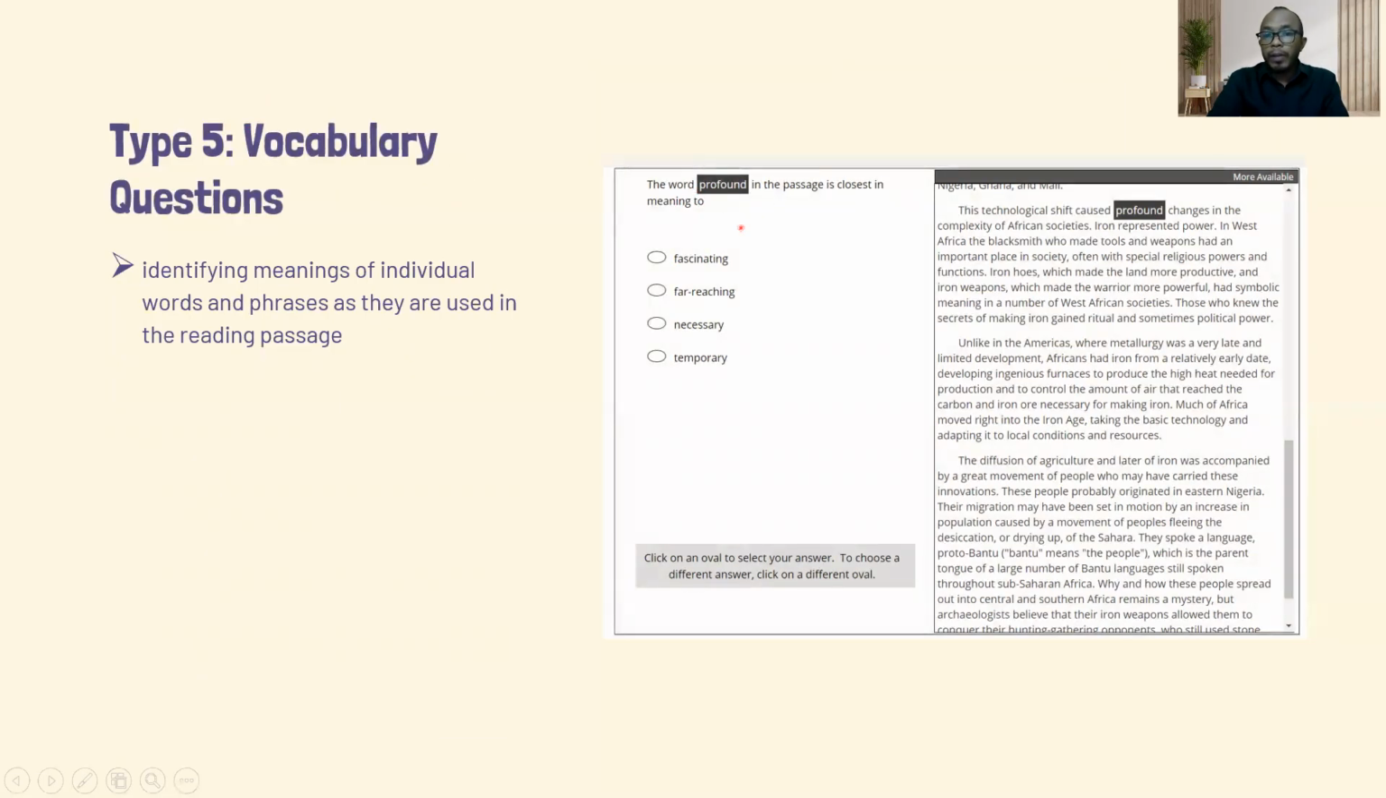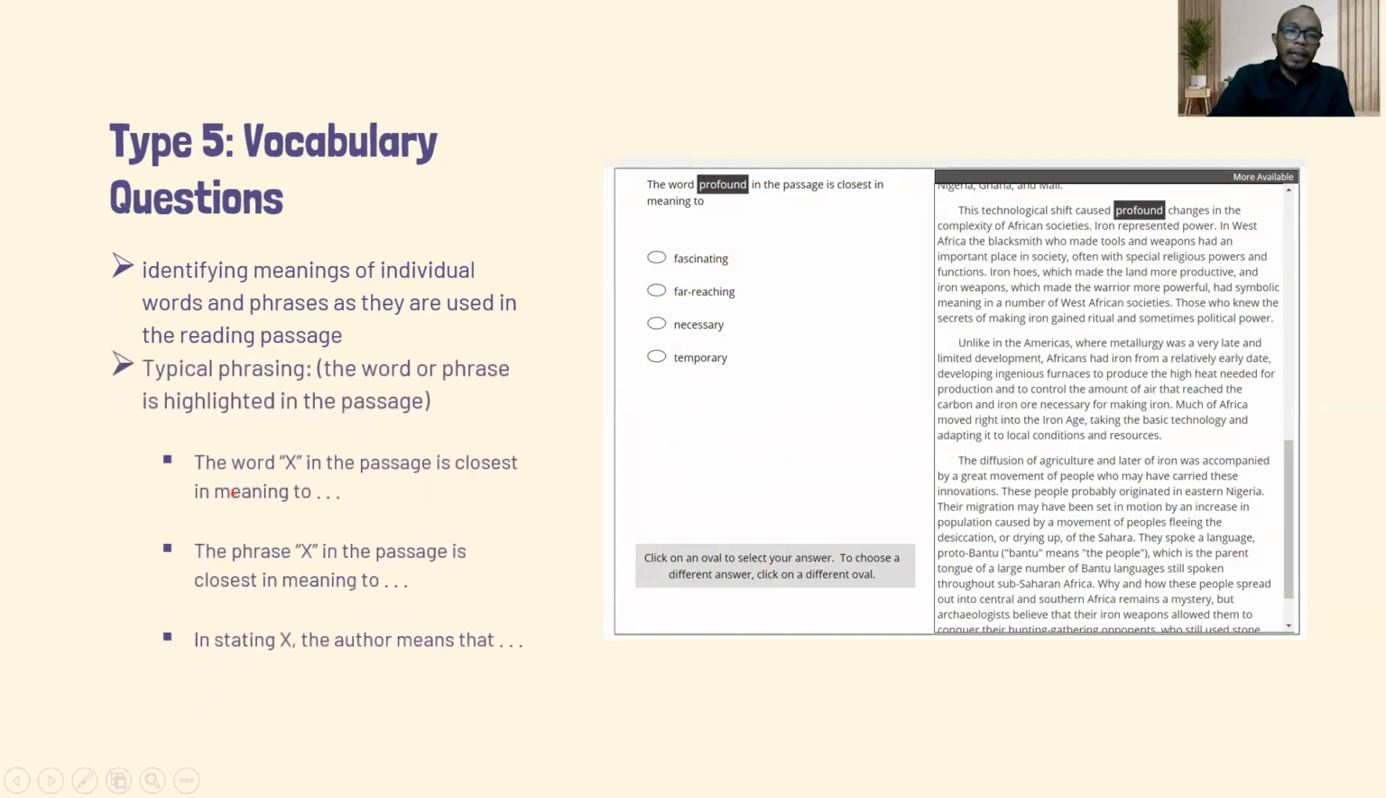The word profound in the passage, already highlighted, is closest in meaning to A, B, C, or D, or these options. Okay, so it's clearly asking you to find out which from the words in the options are the best or the closest synonym to the word highlighted. And yeah, the questions will look like this, and it may also be worded like the examples here.